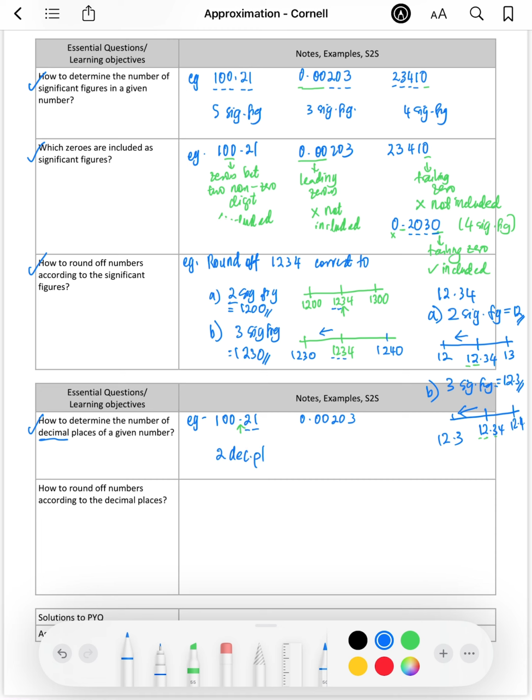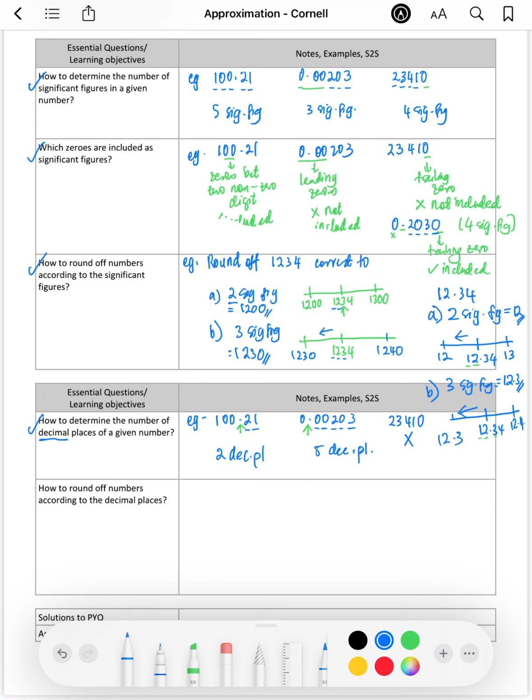How about the next one, 0.00203? Again, that's a decimal point. You just count how many numbers are there after decimal point. 1, 2, 3, 4, 5. So that means this is 5 decimal places. So it's quite different with significant figures. So you can see the difference there. So what if for the number 23,410, there's no decimal. So there's no decimal places. Okay? Just like that.